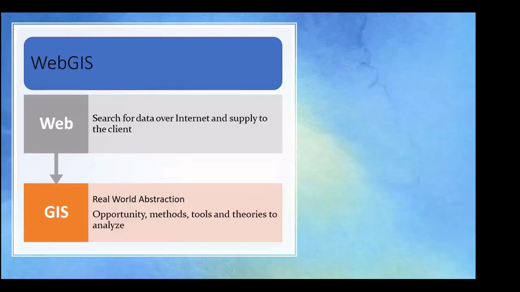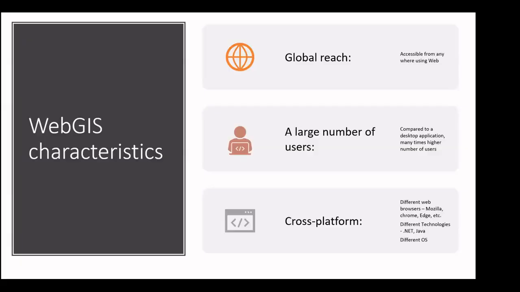I'll just go with what is basic, what is GIS and what is WebGIS. Web is basically internet, data over the internet, which you then have to supply back to the client. So it's a web, and then a combination of web with GIS. GIS is a real world abstraction, and GIS can be used to identify opportunities, and there are methods and tools and theories to analyze. So the combination of these two is known as WebGIS in industry.